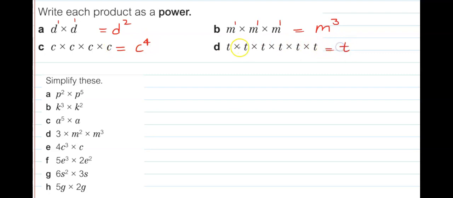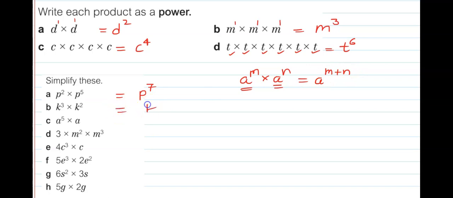And this will be T. How many T's are there? 1, 2, 3, 4, 5, 6. So T to the power 6. Now, here, P remains P because like terms, 2 and plus 5 becomes 7. So the rule says if it is A to the power M, if you have same base, then power will add.